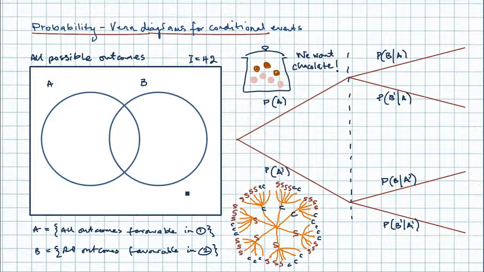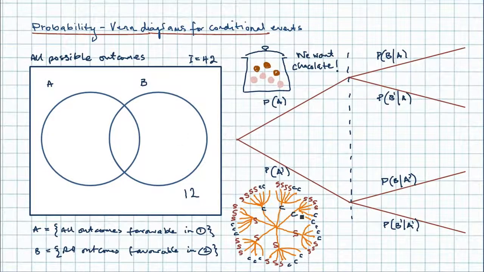So we have 12 on the outside. This is when we've selected a strawberry and a strawberry again, unfortunately. Okay, so that's when we don't get any favourable outcomes. What about this central region here where we do get what we want? We get chocolate and another chocolate.